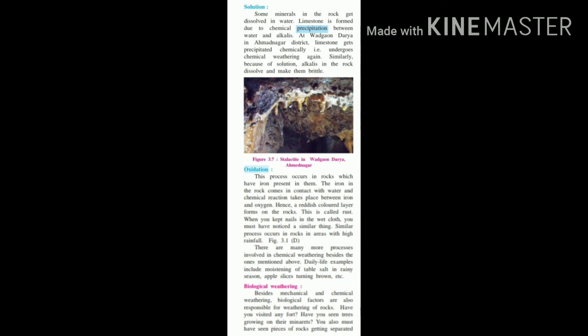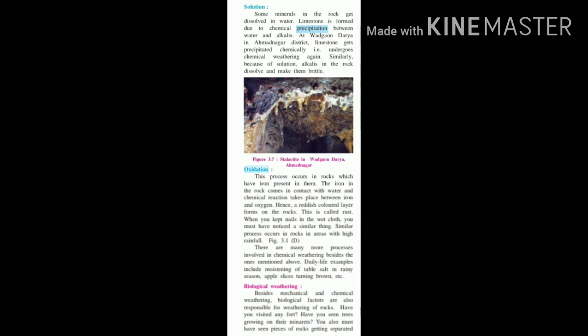Now some minerals in the rock get dissolved in water. Limestone is formed due to chemical precipitation. Now what is precipitation? It is a product of condensation, meaning water vapor, drizzle, rain, snow. These are the types of precipitation between water and alkalis. At Vadgaon Darya in Ahmednagar district, limestone gets precipitated chemically, that is, undergoes chemical weathering again. Similarly, because of solution, alkalis in the rock dissolve and make them brittle. Brittle means they break off.